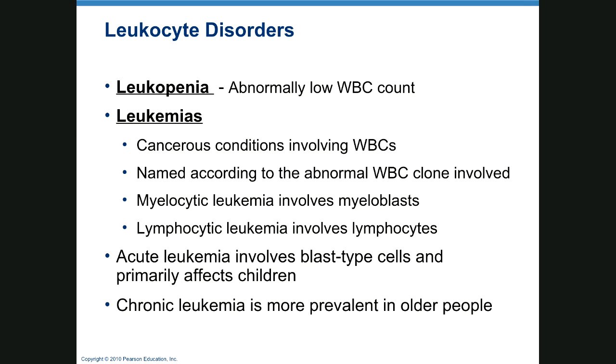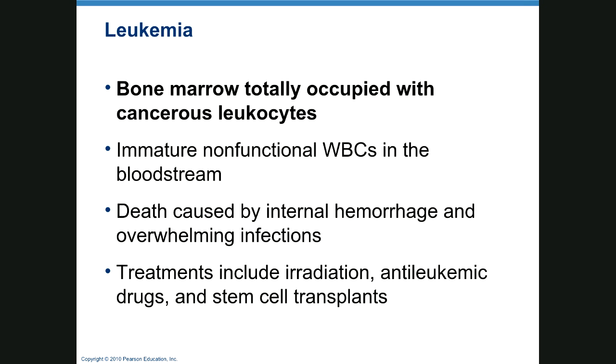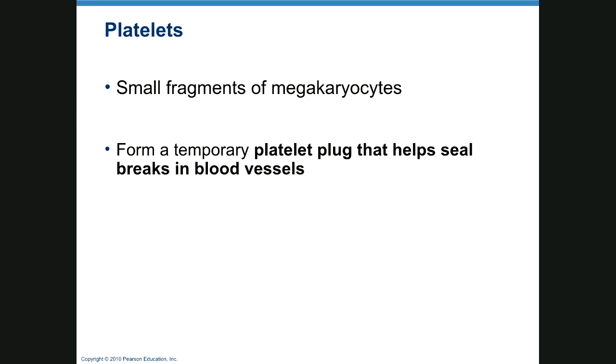It's not necessarily anymore. What happens with leukemia, the bone marrow becomes totally occupied with the cancerous cells. So you can't make your good white blood cells. You have non-functional white blood cells. You have hemorrhage. You have lack of good red blood cells. Treatments are radiation, anti-leukemia drugs, and bone marrow transplants.